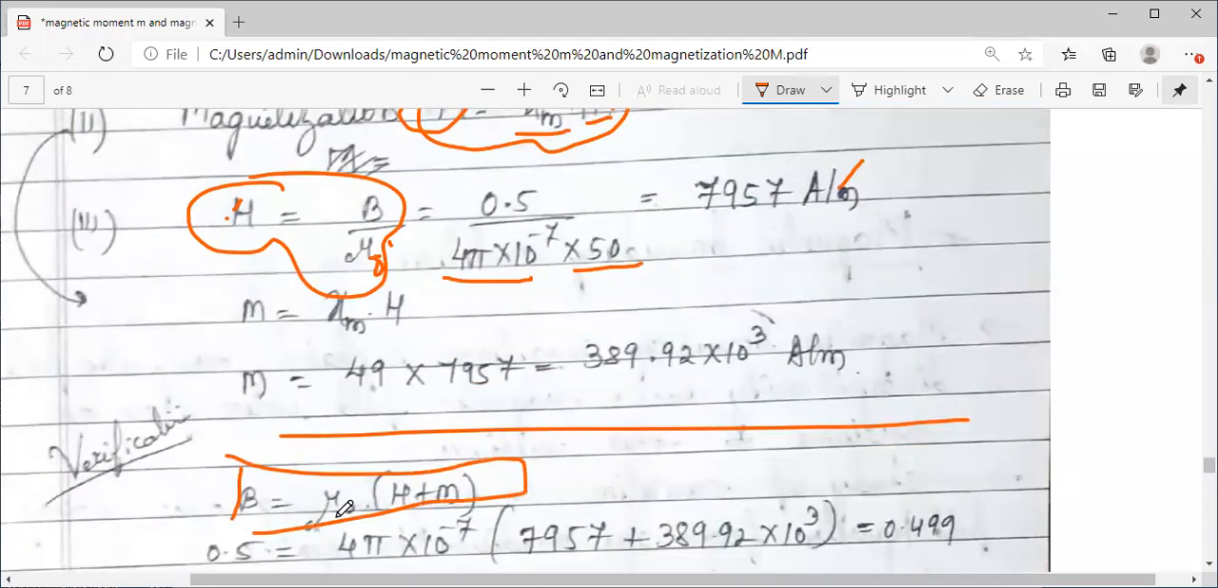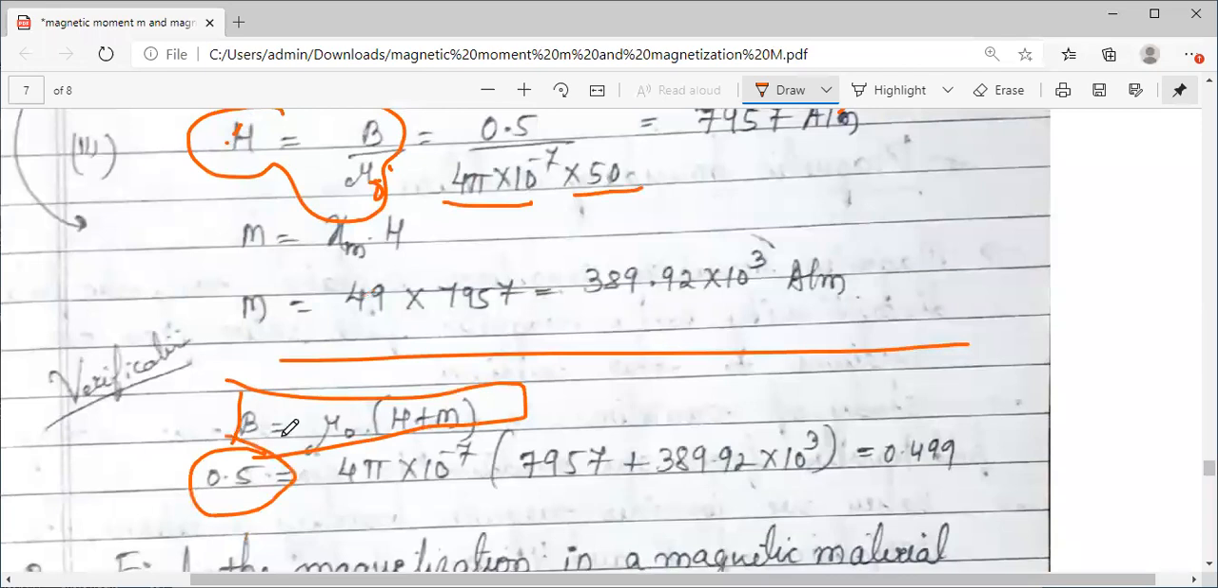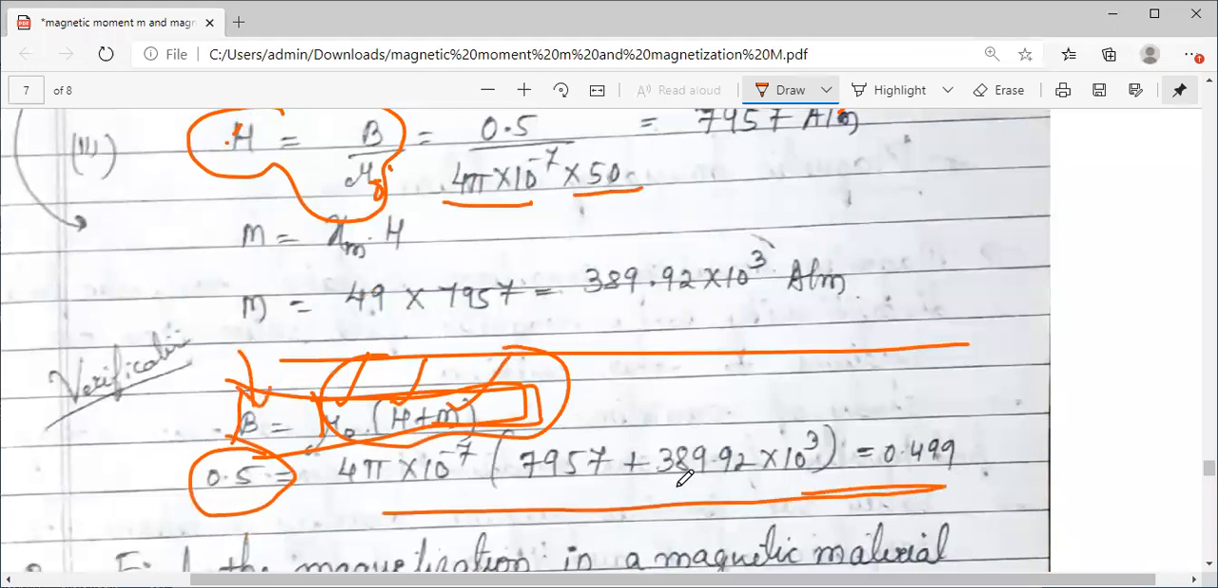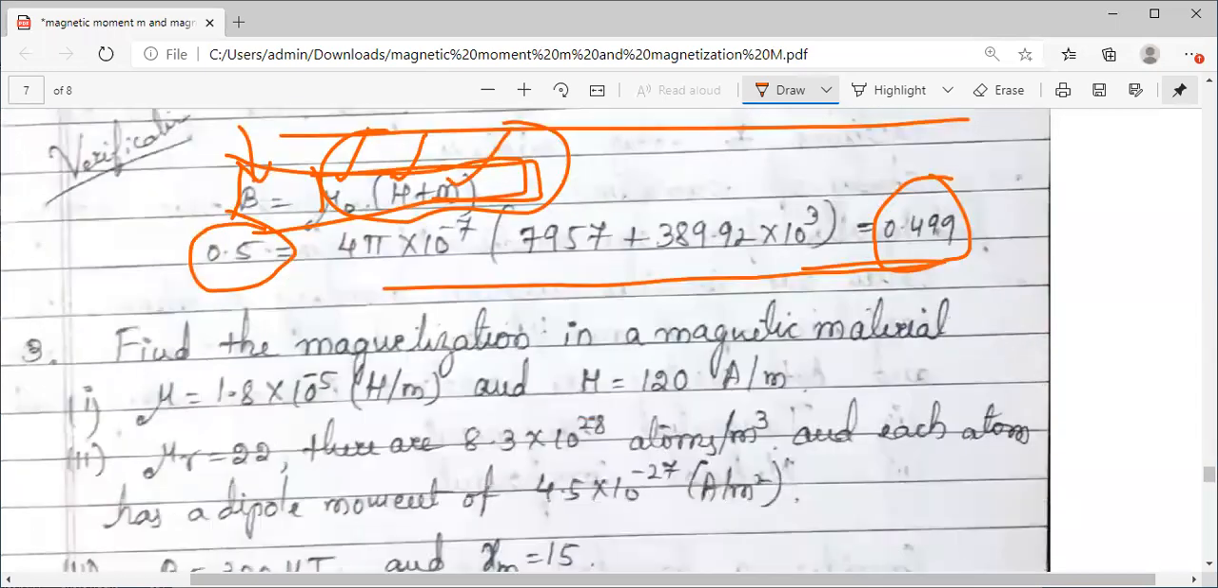It is B equals mu naught into bracket H plus M. B is given as 0.5. Now the RHS, mu naught, H you have got, magnetization also you have got. You calculate the RHS; given B is 0.5, both should be the same. See, I have got 0.49999, approximately 0.5. Okay.